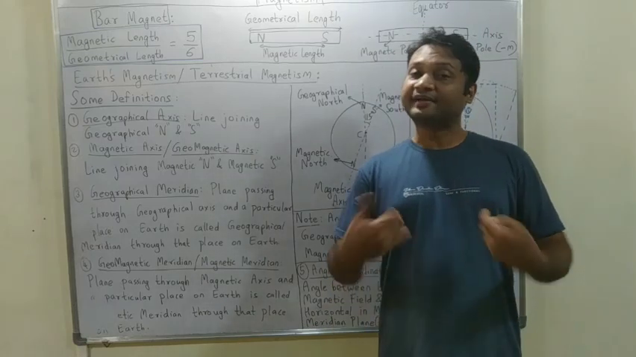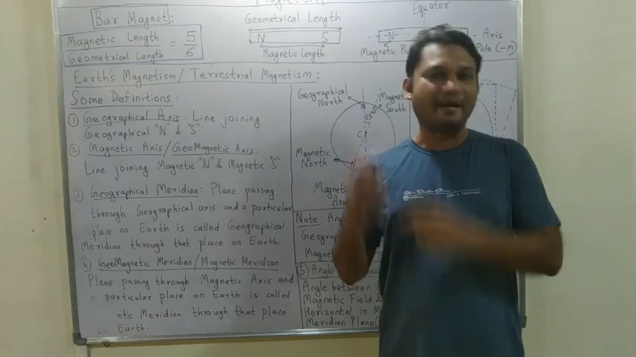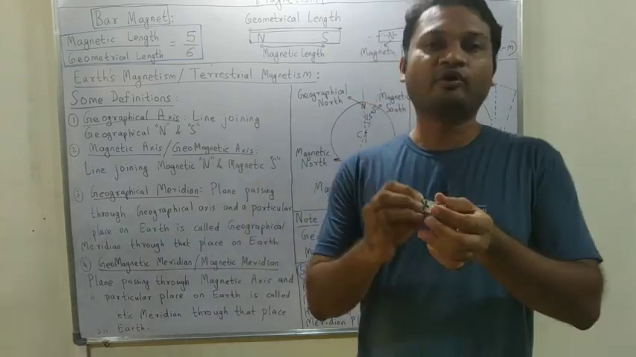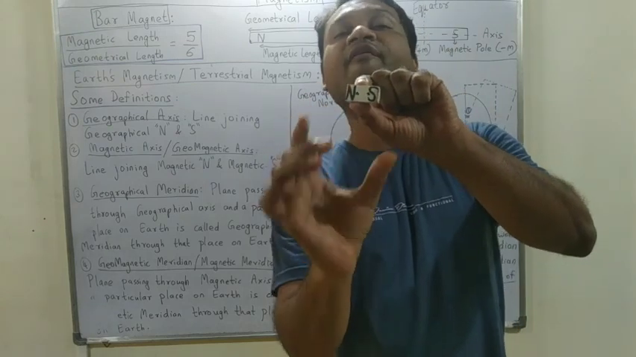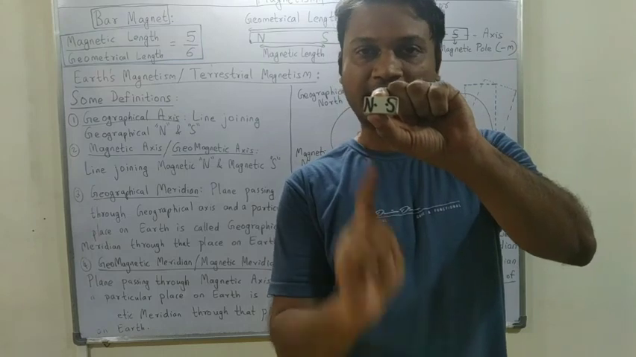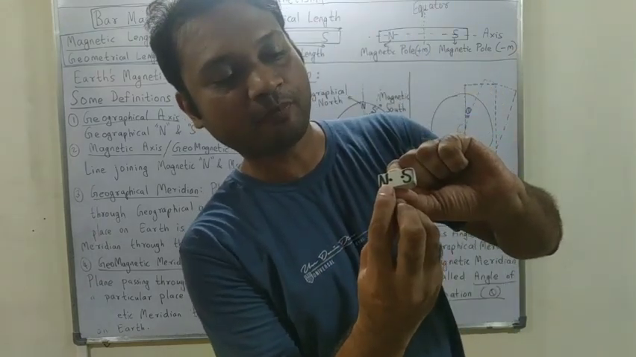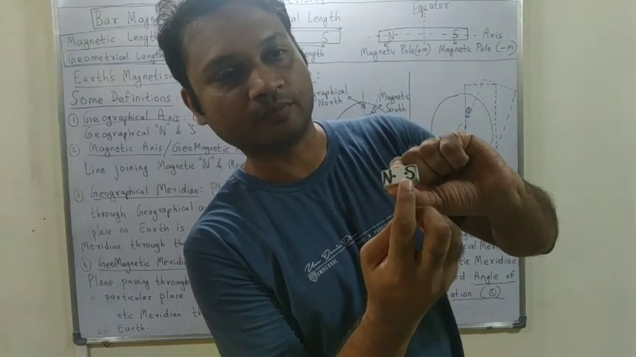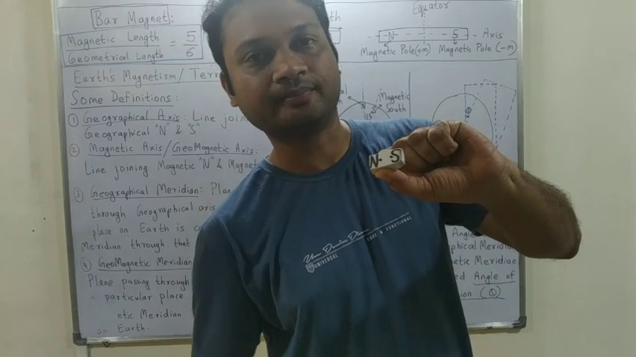Going further, let us see some more concepts and definitions of magnetism. If you remember, this was a bar magnet. In it, we have North Pole and South Pole. I have shown the North Pole and South Pole by two dots. So, this is North Pole, this is South Pole.